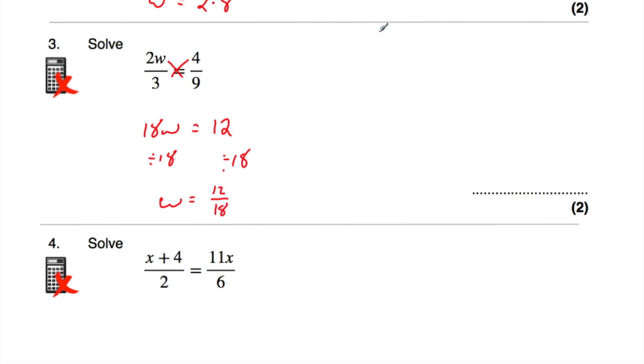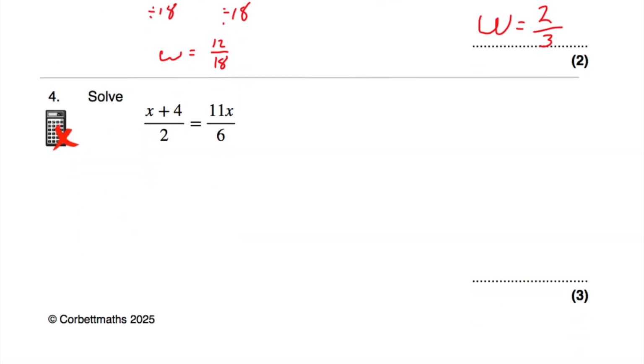And now I'm going to cancel down that fraction, 12 18ths. They're both divisible by 6, so divide the numerator by 6. 12 divided by 6 is 2, and 18 divided by 6 is 3, so that's equal to 2/3. So w equals 2/3, and that's it. Okay, let's look at our next question, question number 4.